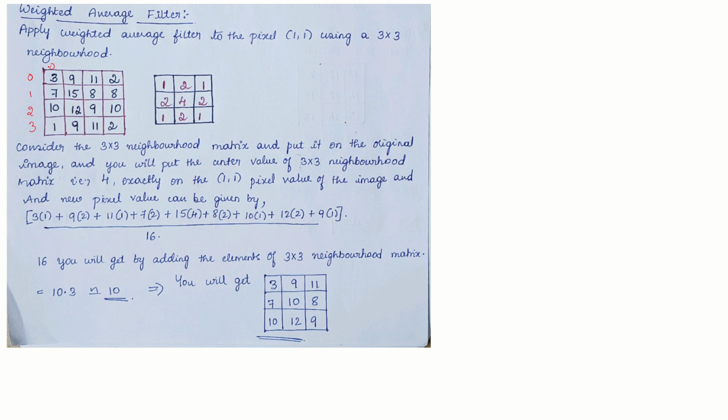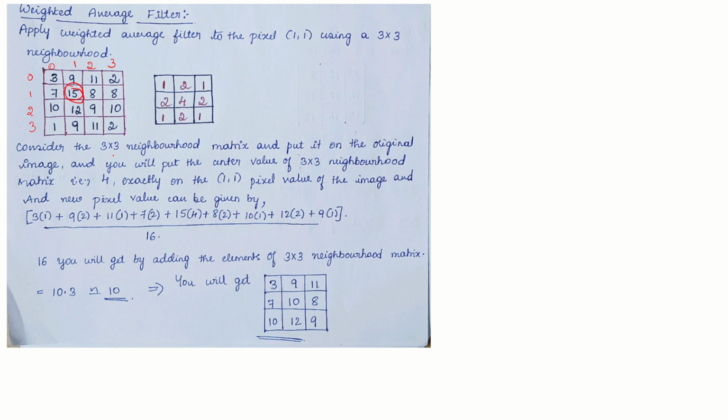This is my 1, 0, 1, 2, 3. If I do that, this is my pixel which I have to consider. Consider the 3 cross 3 neighborhood matrix and put it on the original image, and you will put the center value of the 3 cross 3 neighborhood matrix, that is 4, exactly on the 1 comma 1 pixel value of the image, and the new pixel value can be given by.